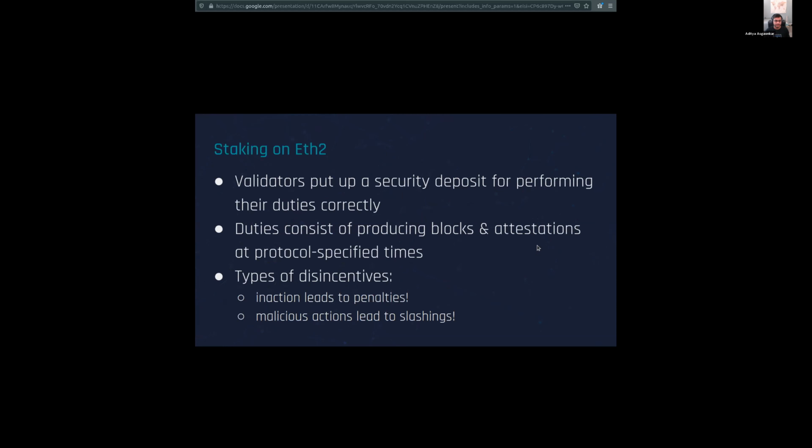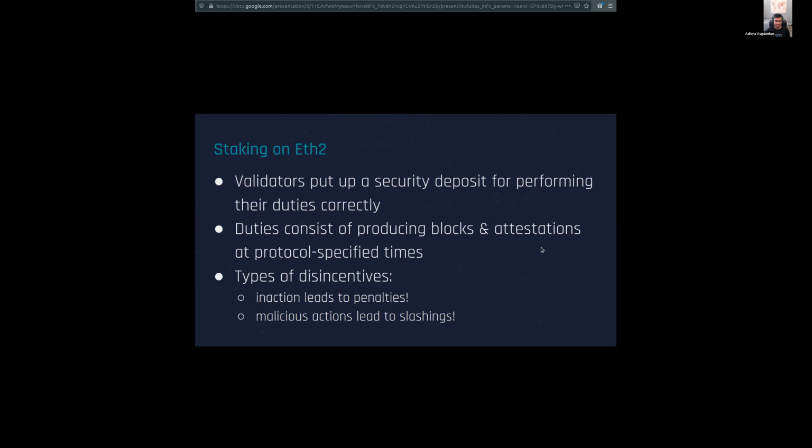Staking on ETH2. Ethereum 2 is a proof of stake network, which means that validators put up a security deposit in order to enter as a validator. The deposit is insurance so that they perform their duties correctly. The duties consist of producing blocks and attestations at the time specified by the ETH2 protocol. The main reason for the security deposit is having strong disincentives for validators doing bad things.